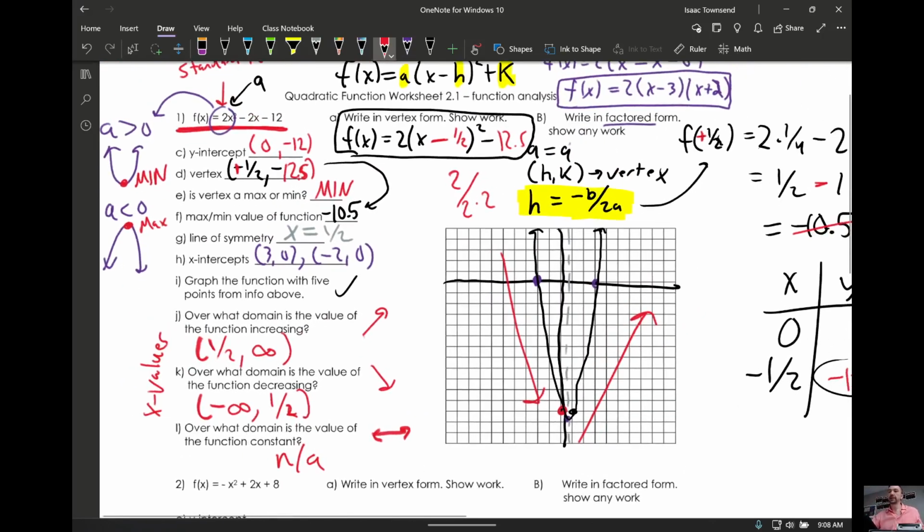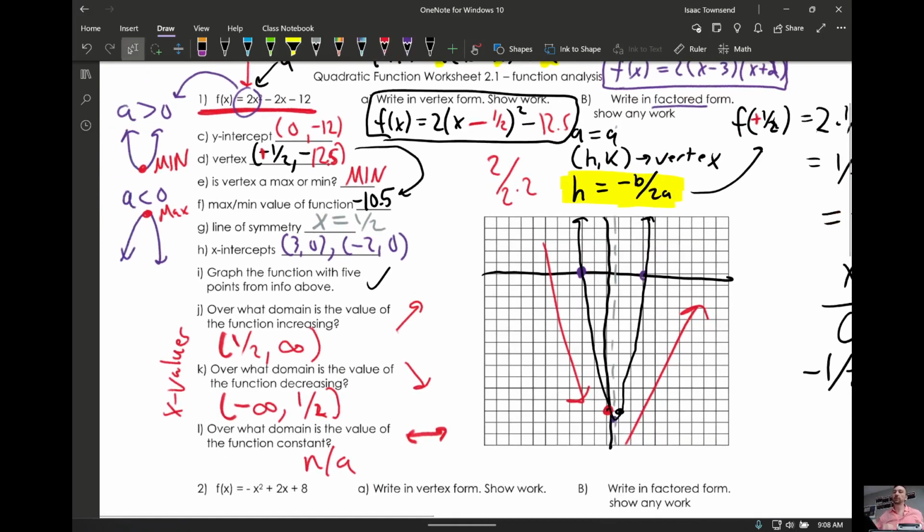So the 30-second recap, and then we will do it all again with the second function. Factor to get factored form, that helps us with x-intercepts. The standard form is pretty easy to solve for y-intercept. Just plug in 0 and solve. Vertex form, you have to find a, which is the same as this a. You have to find h, which you can use this formula.